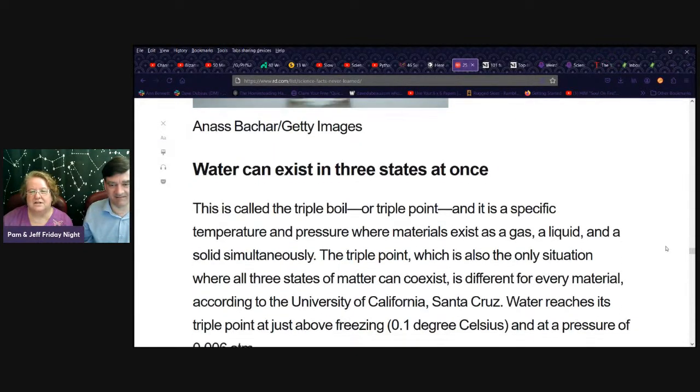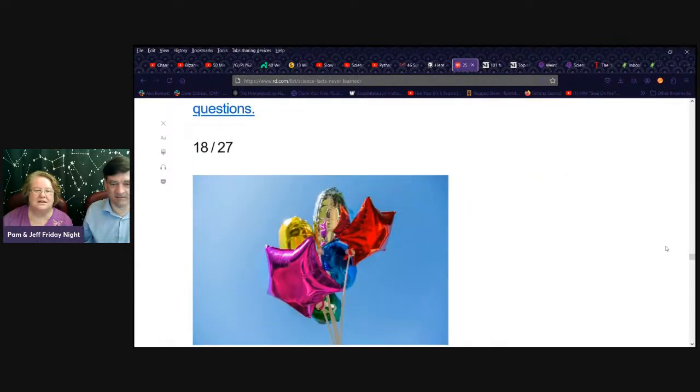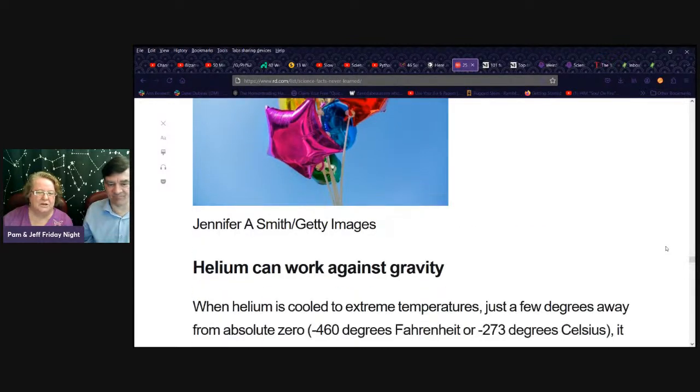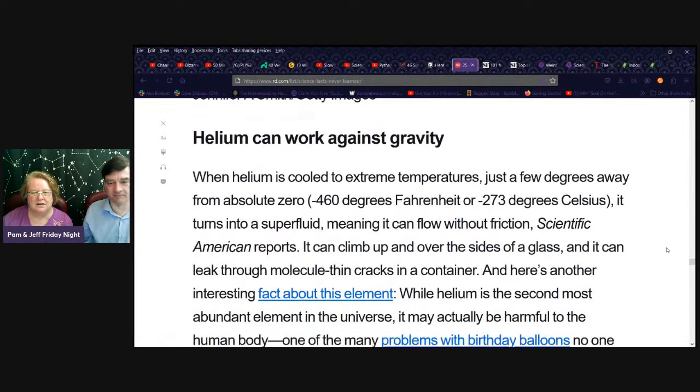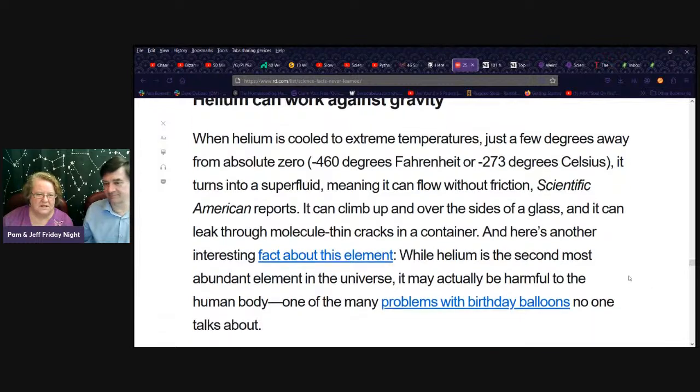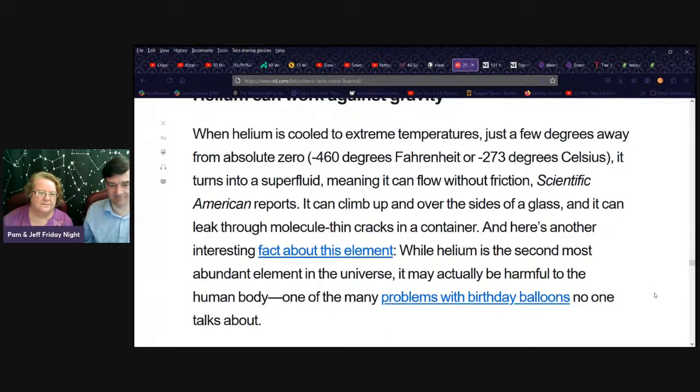There's the one about water existing in 3 states at once. Helium can work against gravity. Mm-hmm. What's in here? Yeah, it can leak through cracks between molecules in a container. Helium's pretty crazy stuff. Second most abundant element in the universe, it may actually be harmful to the human body. One of the many problems with birthday balloons no one talks about.